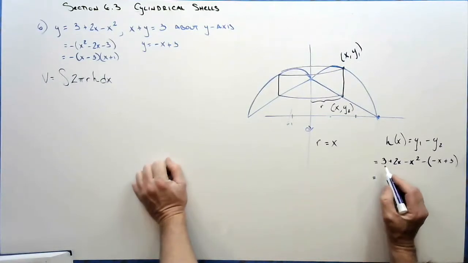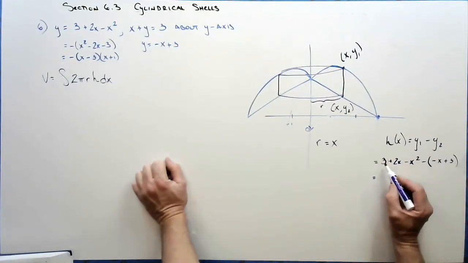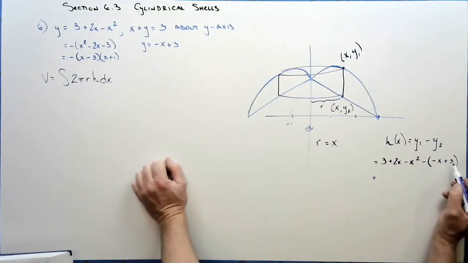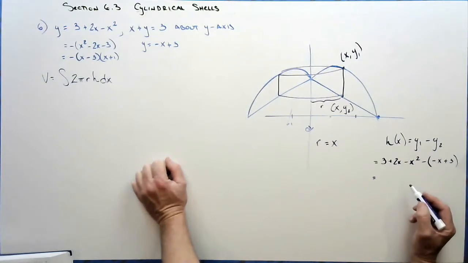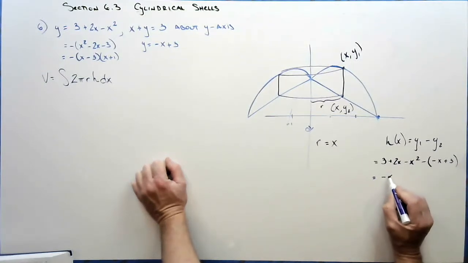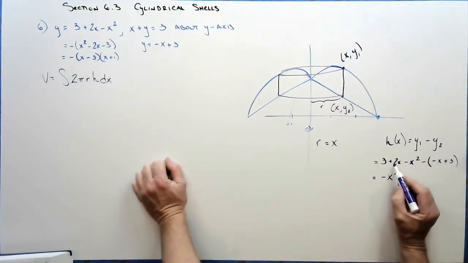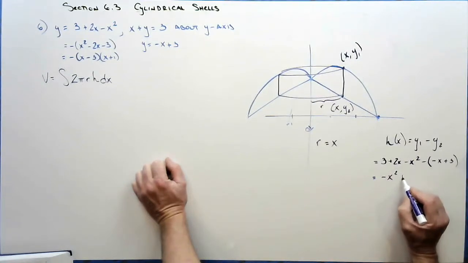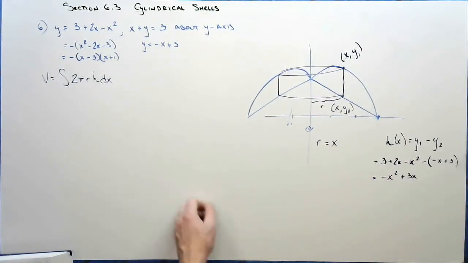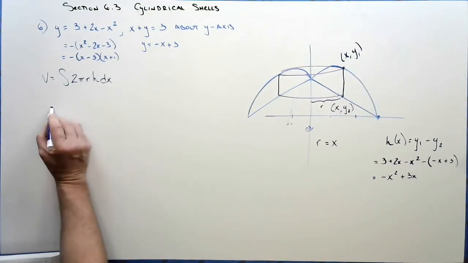So here we get, if we collect like terms, that's a plus 3. That negative makes that a minus 3. So those are gone. Here we have a minus x squared. Here we have a 2x minus a minus, that's going to be plus 3x. So our height is going to be minus x squared plus 3x. So now we'll plug everything in here.